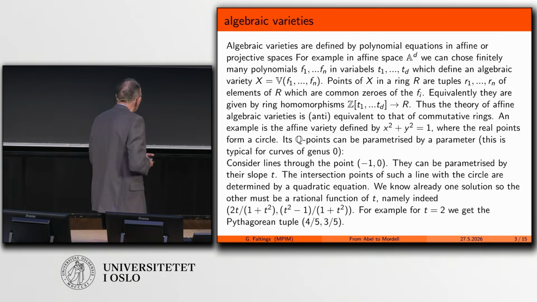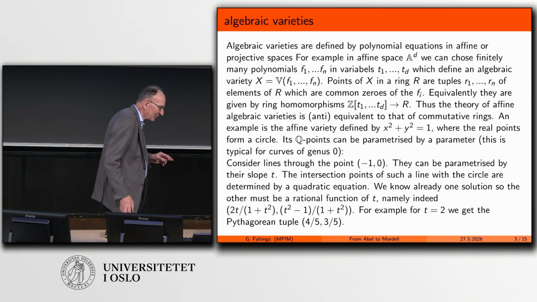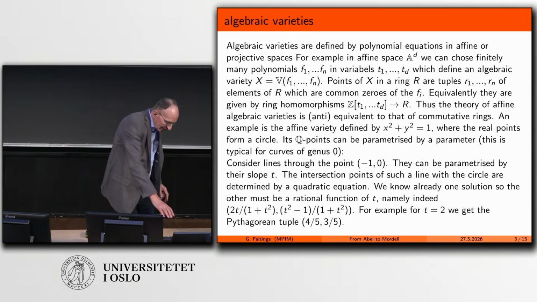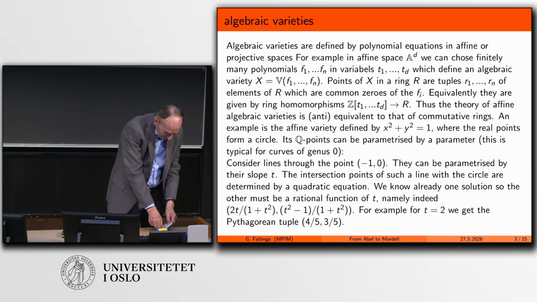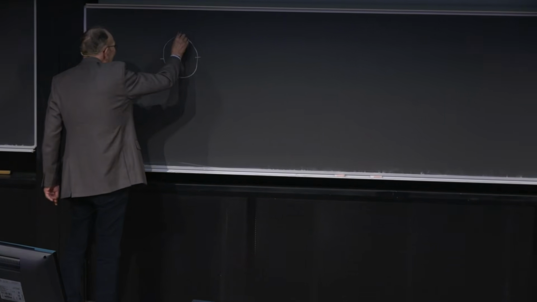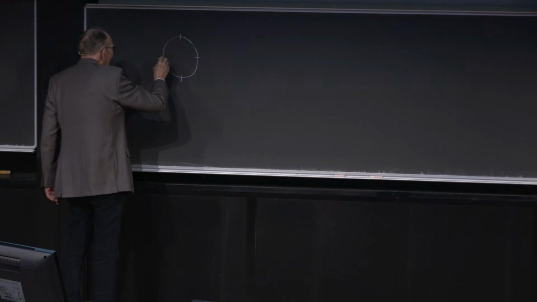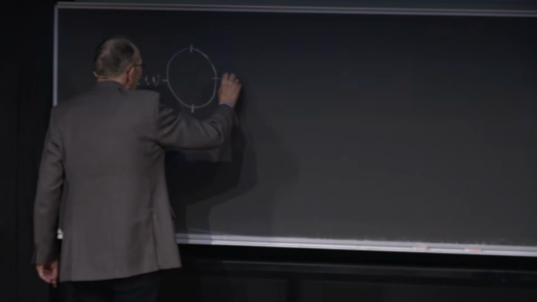And for the circle, maybe I can use a blackboard, or do you have chalk here? Yeah. Here. Okay, you have a circle. This is supposed to be a circle, and you have a point (-1, 0), or (1, 0).